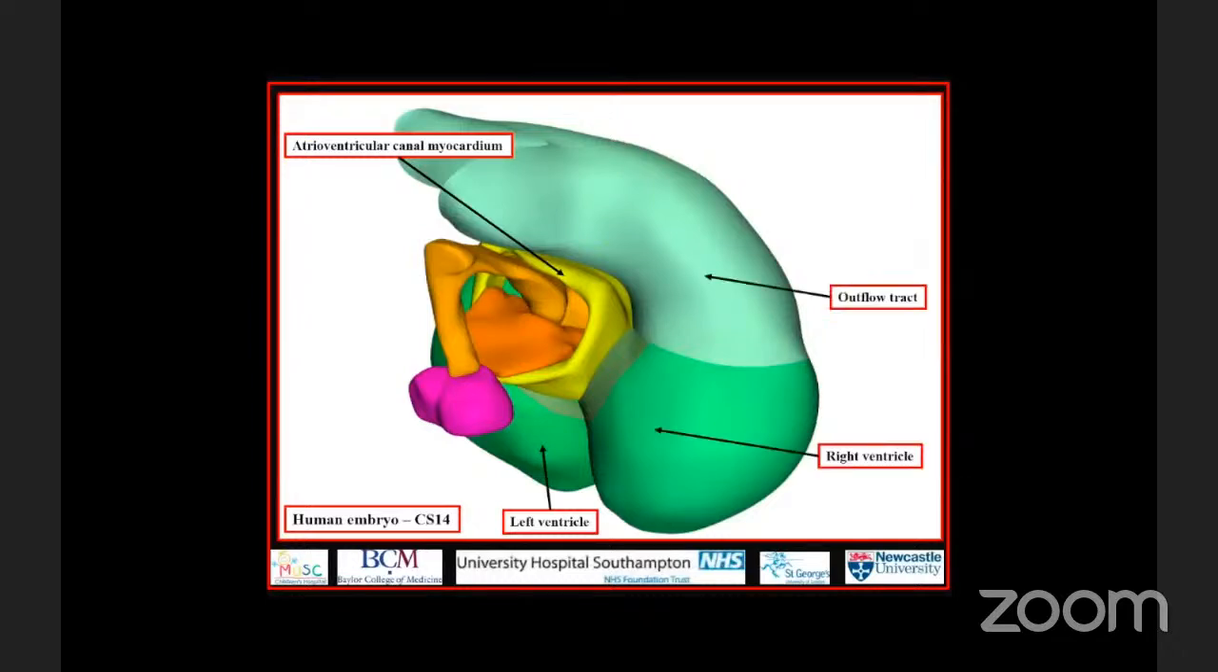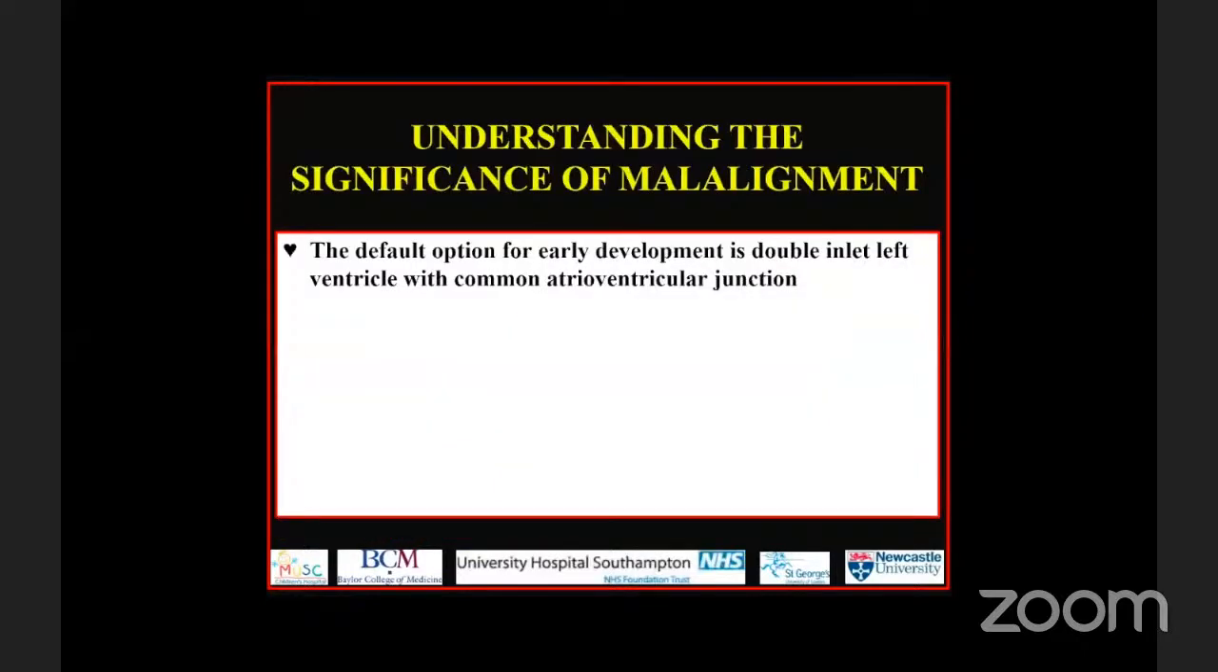To emphasize again, the right ventricle is supporting the entirety of the outflow tract. Now if we look into the atrioventricular canal, we can see the atrioventricular cushions, and they are positioned superiorly and inferiorly. At this early stage, they are not fused to each other. So that tells us that not only do we have a common atrioventricular junction, it also has a common atrioventricular valvar orifice. And this is the default for early development.